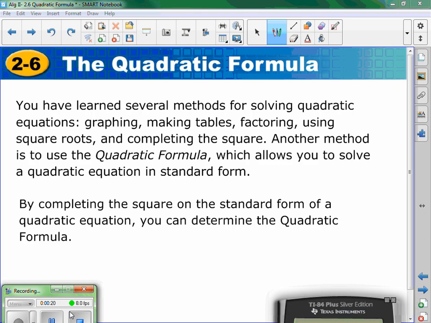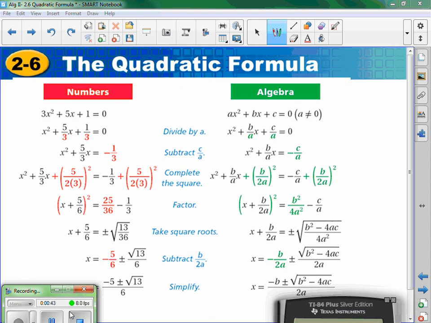So far we've learned numerous ways to solve quadratic equations. We can graph, make tables, factor, use square roots, completing the square. The final method we're going to talk about is the quadratic formula. The nice thing about the quadratic formula, it solves any quadratic equation that's in standard form. I'm going to show you where it comes from. You don't need to write any of this down.